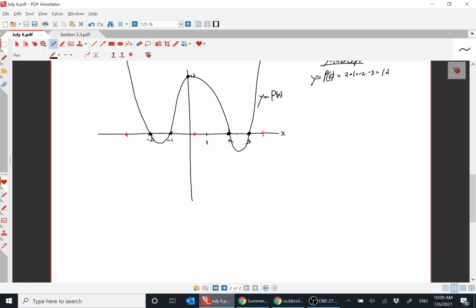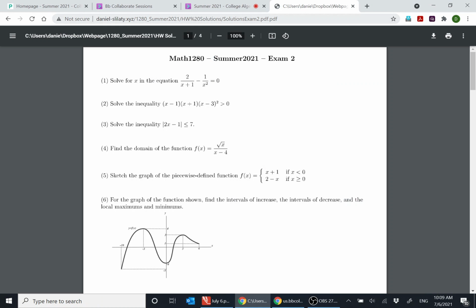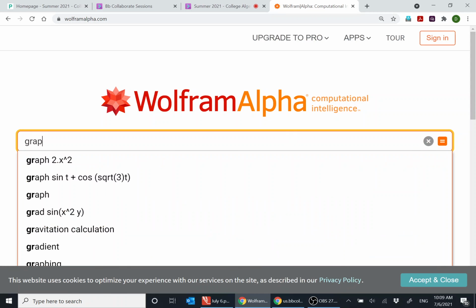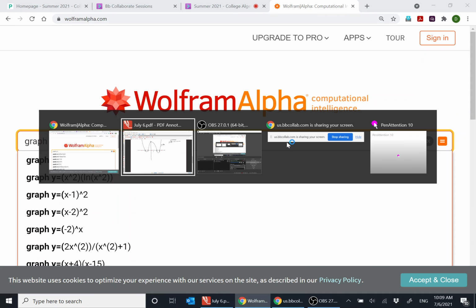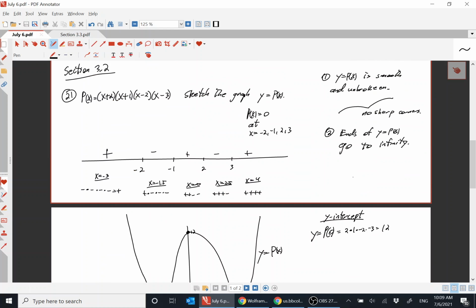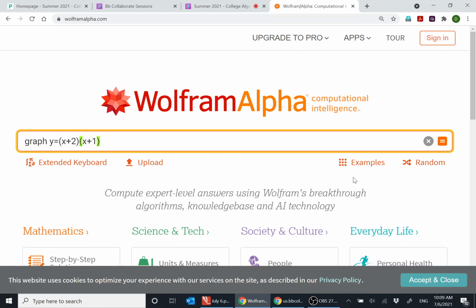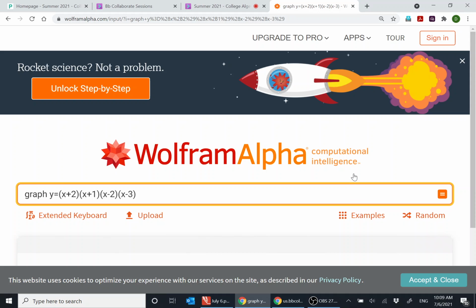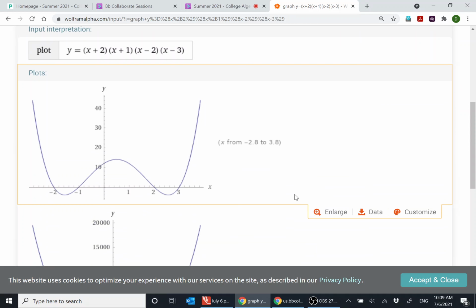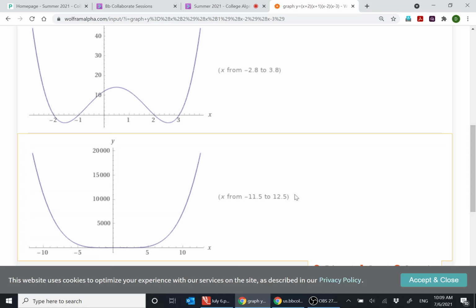If you want, we can get an actual picture, to see how close we are. Well, not an actual picture, but a more accurate picture. So graph y equals, so what was it? x plus 2, x plus 1, x minus 2, x minus 3. Right? So there's a more accurate picture of what it looks like.